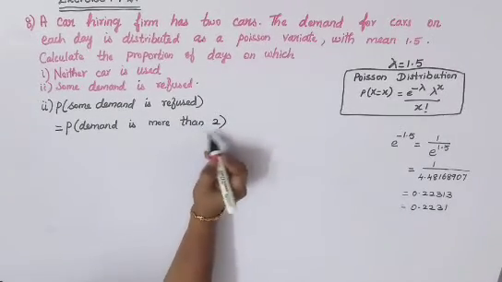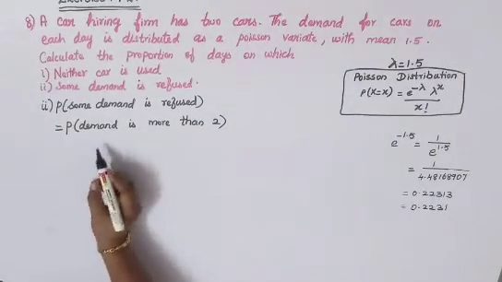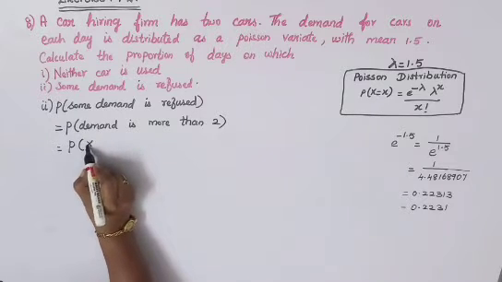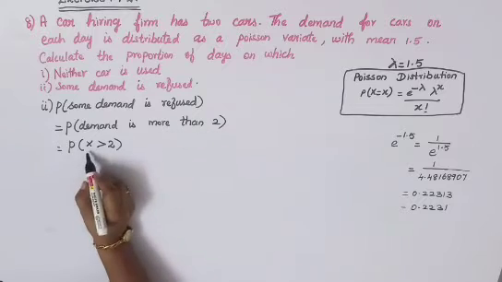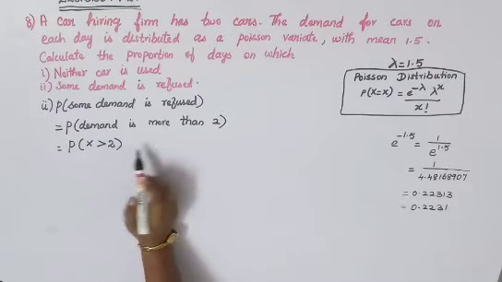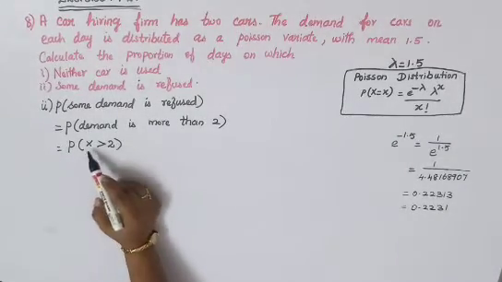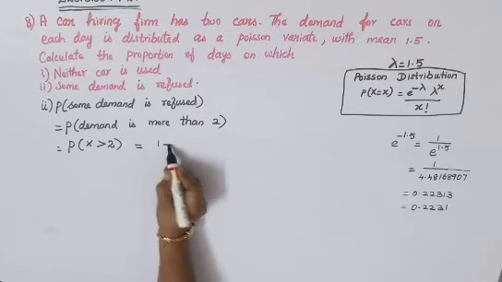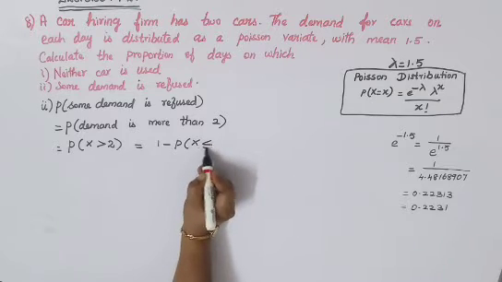So when it is more than 2, they won't be able to provide the facility, so they will be refusing. Which is equal to P of X is greater than 2. So more than 2 means it can be 3, 4, whatever it is, because the upper limit is not given. So more than 2 can be written as 1 minus P of X is less than or equal to 2.